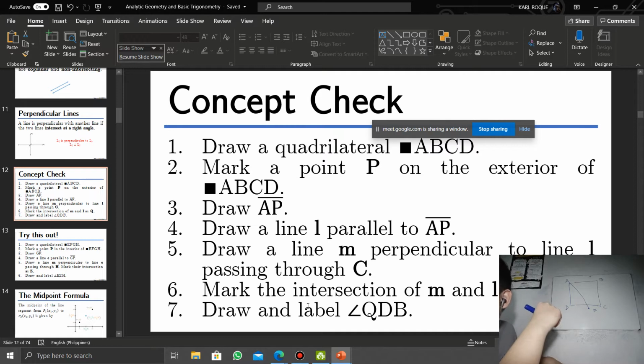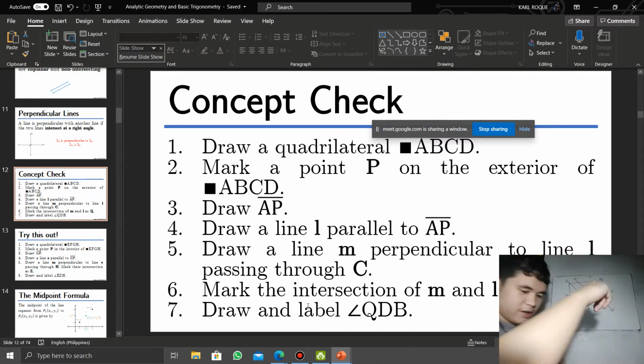Next, draw a line L parallel to AP. Take note, a line. I can choose anywhere. I'll say here. Or here, sige. Sorry for my drawing, not that good. Okay. To mark that it's really parallel, I put this.